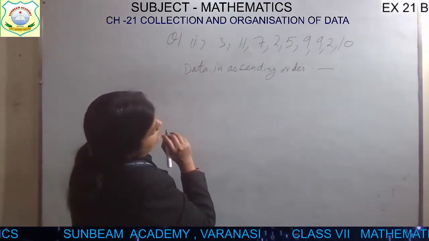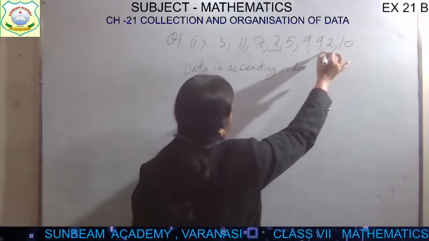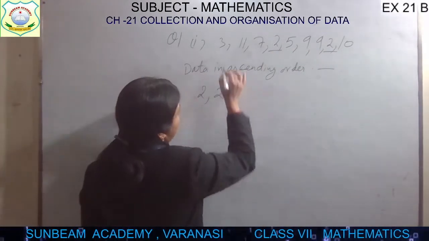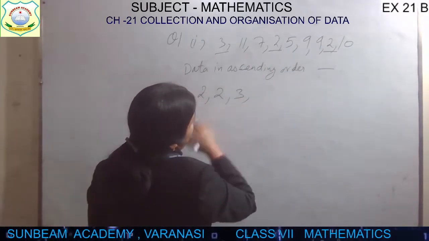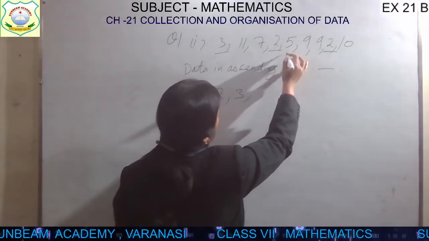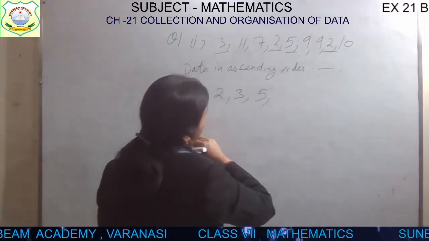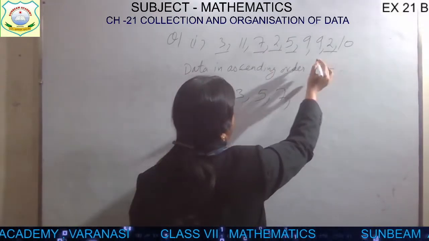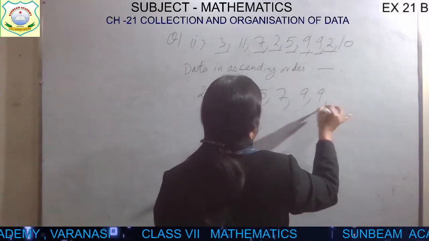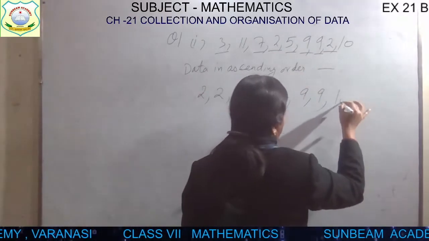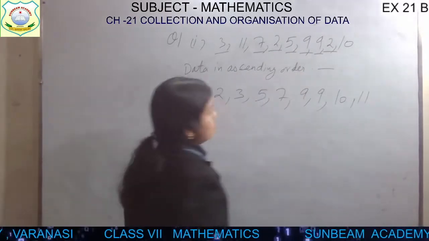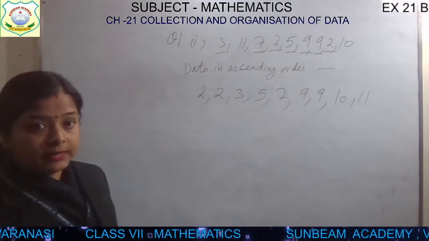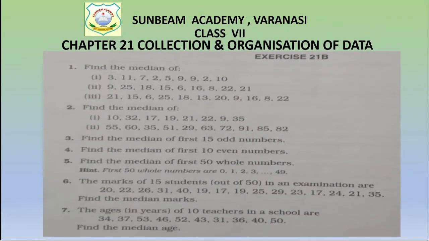So the smallest one is 2, na children? 2 and 2. So write down 2. Then next one is 3. 3 is alone. Then after that 5. Then after 5 we have 7. Then after 7, 9 occurs 2 times, and then 10, and the last one is 11. So in this way we can write the data. Let's see the question first. Children, I think the question you have written.